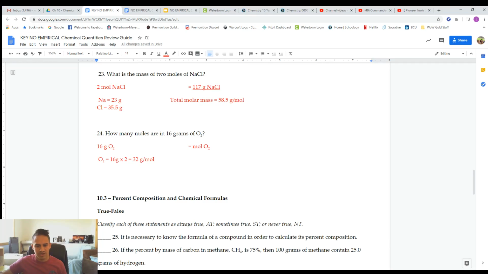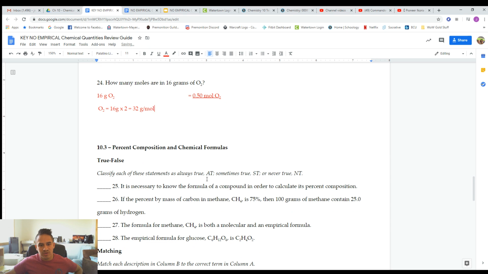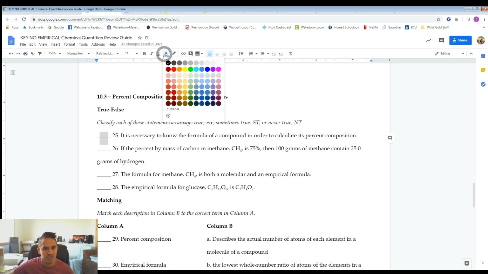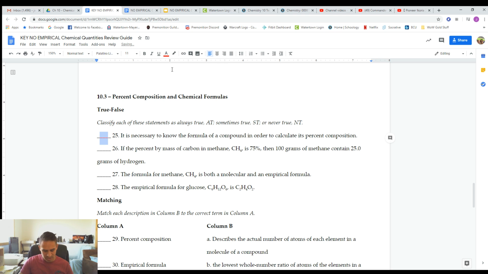So again, let's go back to our review guide. Let's add that in. So 0.50 moles of O2 is our answer that we are looking for. All right, almost done here. 10.3, true or false? It is necessary to know the formula of a compound in order to calculate its percent composition. Yeah. If you don't know the chemical formula, you can't find its percent composition because you're trying to find the percentage of all the elements in it and then break that down. If you don't have that, you can't find it. So, yep, that is always true.